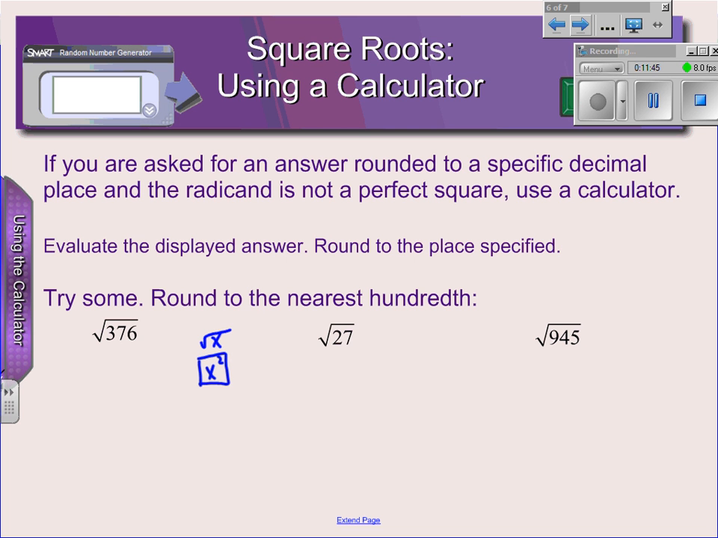So the way you access the square root button is by pressing the second function, the blue second function key. So if you want to do the square root of 376, you basically have to hit the second key, then you have to hit the square button, and that'll give you the square root function. You enter 376, and you press enter. And when you do that, your calculator will give you a long decimal string, but we're rounding to the nearest hundredth. So for this one, you should get 19.39.